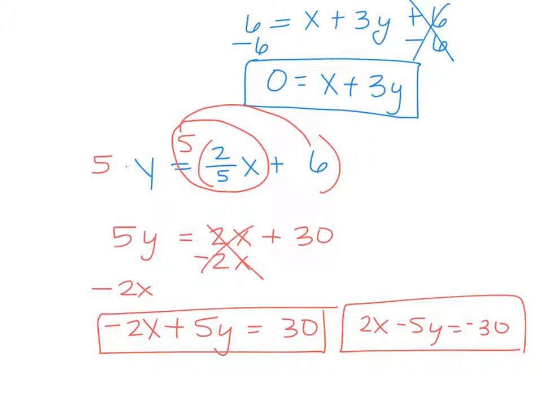Oftentimes, it seems like the book just picks the one that has the least number of negatives in it, but I will take either one. I'm fine with both. So it just depends what direction you moved your variables, if you moved them both to the left or if you moved them both to the right. Okay? Questions on that?